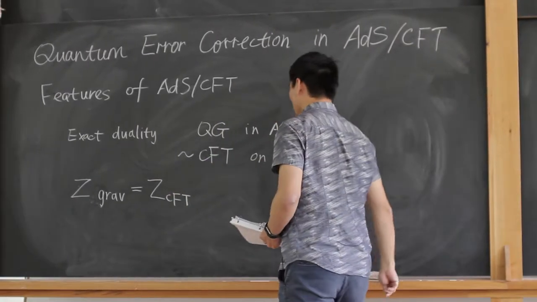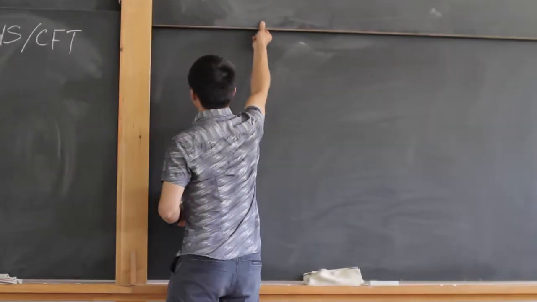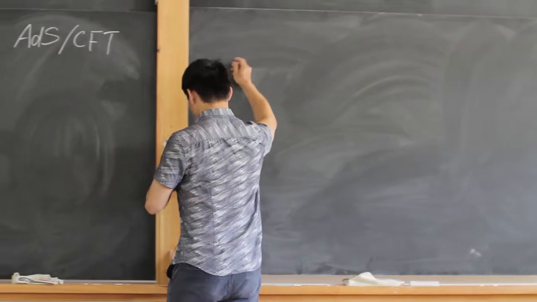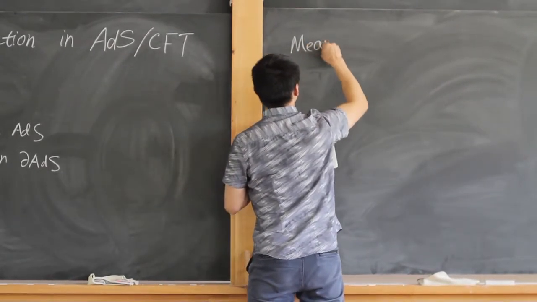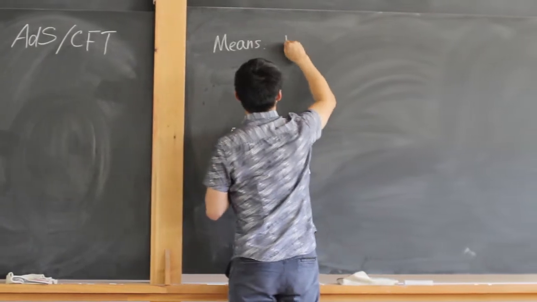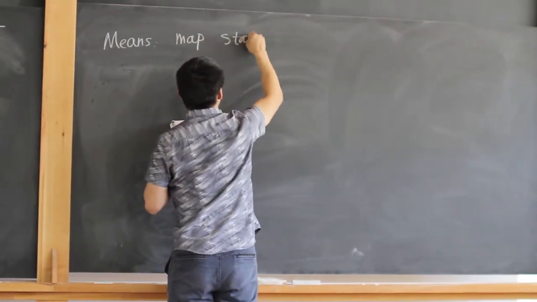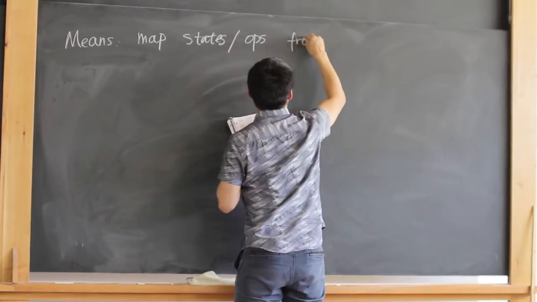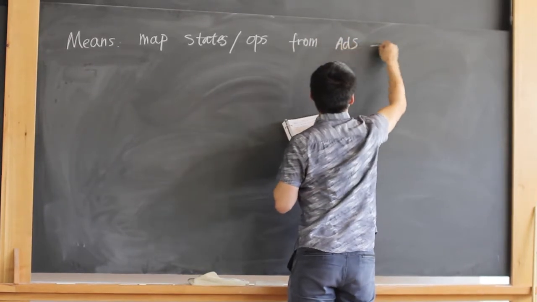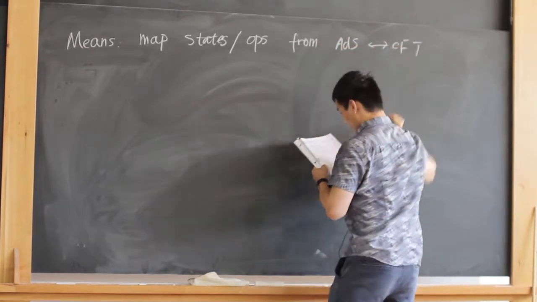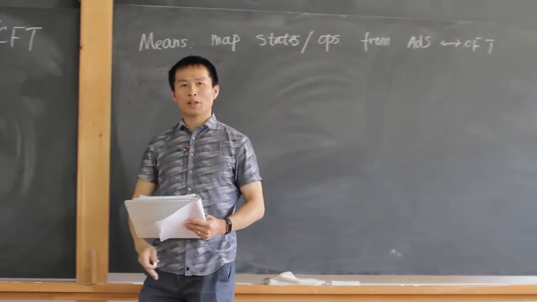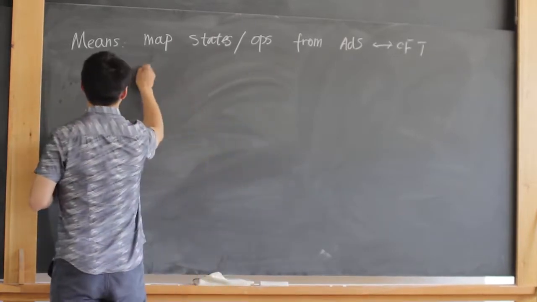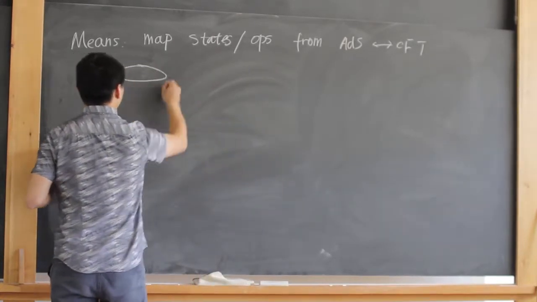On the other hand, we can also interpret this as a statement about states and operators in these two theories. It means that we can map states and operators from one side to the other side. And there's an exact one-to-one map between the two sides. So in particular, let's be concrete. This is a statement about a dictionary.